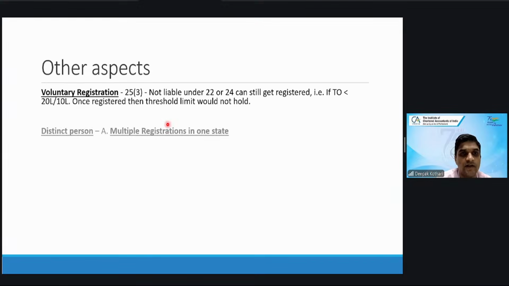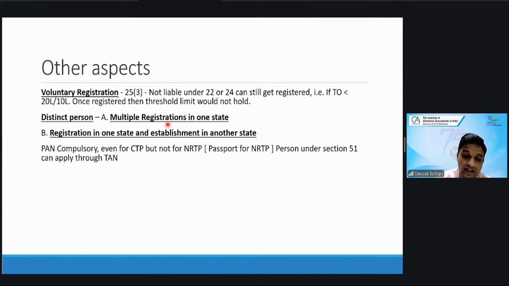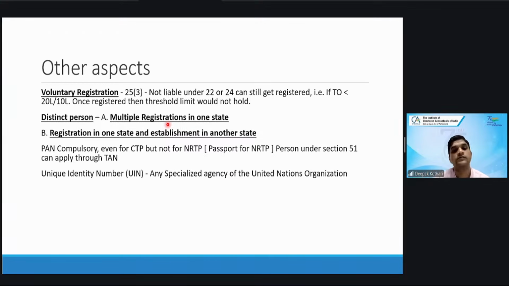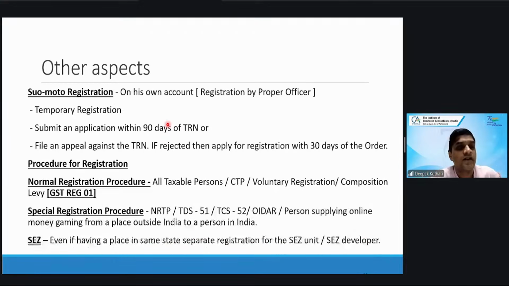This is fine. Voluntary registration and distinct person. We know who is a distinct person: one who is having multiple registrations in a state, or the same person having different registrations in different states. CUIN, okay, that's only the theoretical part. Suo moto registration: in a case where you don't apply for registration, but the officer feels that your limit is crossed, then he will give you a registration, which is called suo moto registration.